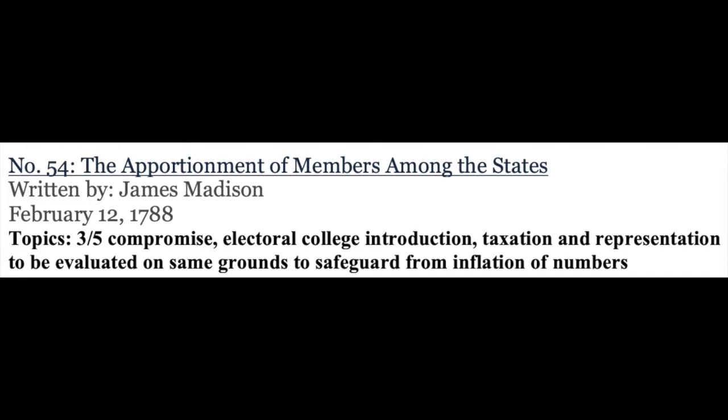Topics include the Three-Fifths Compromise, Electoral College introduction, and taxation and representation to be evaluated on the same grounds to safeguard from inflation to numbers. It's kind of confusing. So this one, in a general sense, confronts the apportionment, as in how many people per representative. It also addresses the issue of whether they counted slaves as part of those numbers, and they were calling them at this time inhabitants.